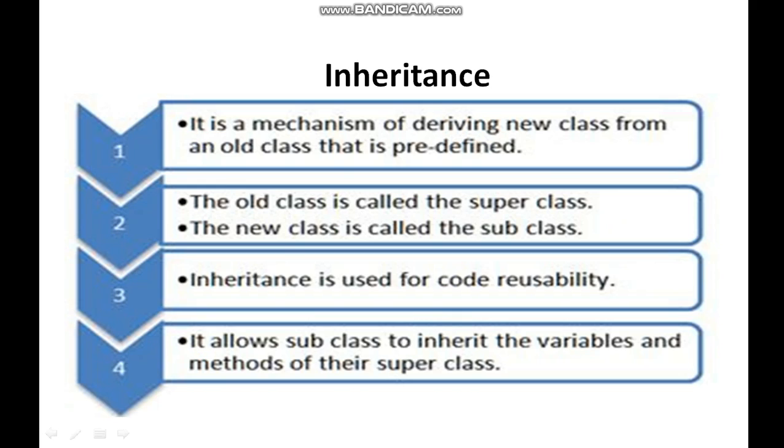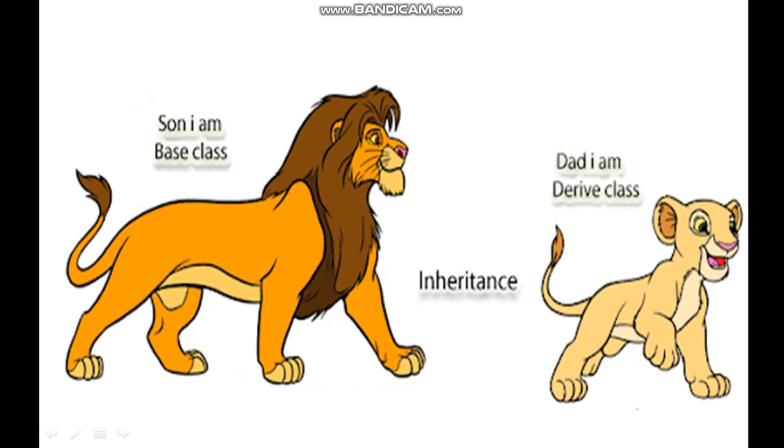It is called inheritance. It is a mechanism of deriving a new class from an already existing class. The already existing class is called the superclass and the derived new class is called the subclass. It will be useful for code reusability. We'll see this with an example. Here the base class is also called a parent class and the derived class is also called a child class.